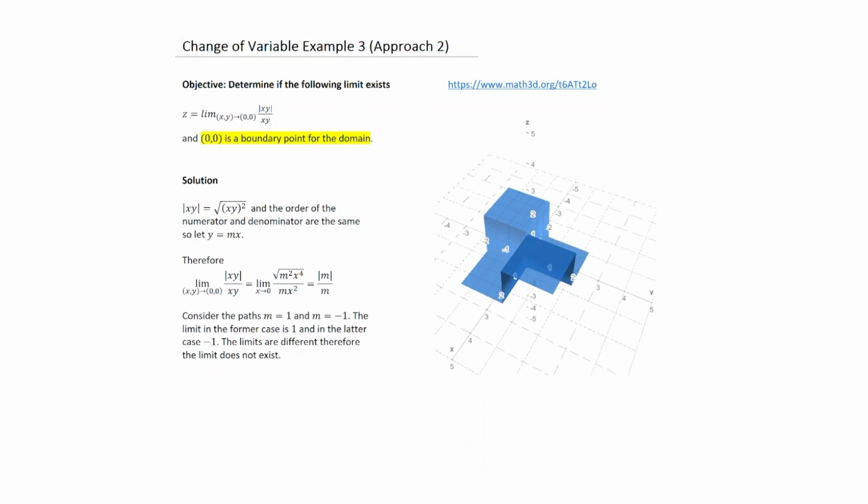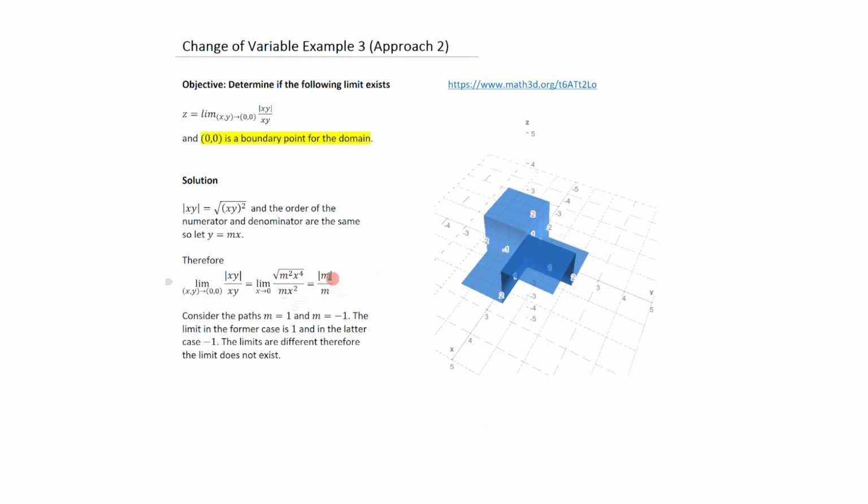You'll notice that the order of the numerator and denominator are the same. So let's choose y equals mx in this case. If we choose y equals mx and simplify, we find that we end up with this expression here. The square root of x to the 4th is x squared. It's always going to be positive. The x squareds cancel, but the square root of m squared is the absolute value of m.